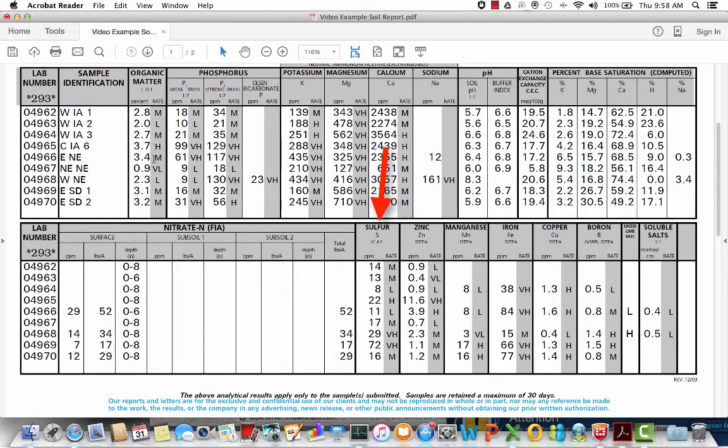You could probably go either way. We've got some higher organic matters here at the central Iowa and eastern Nebraska samples. In that central Iowa one, we also have some pretty high sulfur numbers. So in that case, we may not make much of a sulfur recommendation.